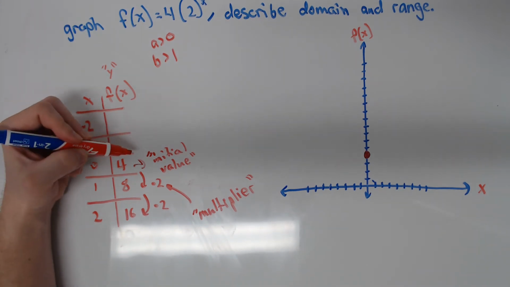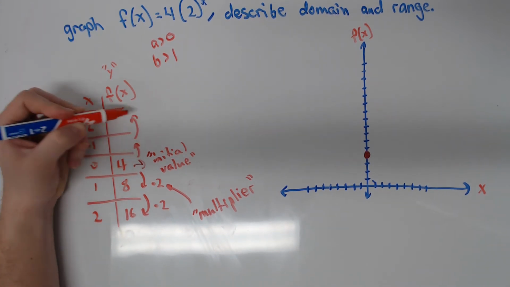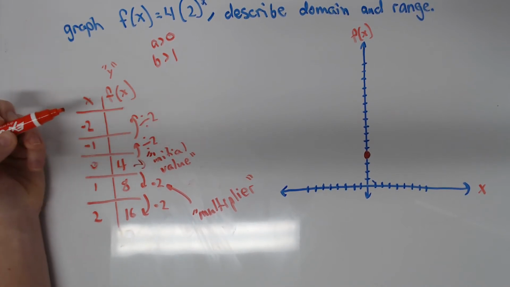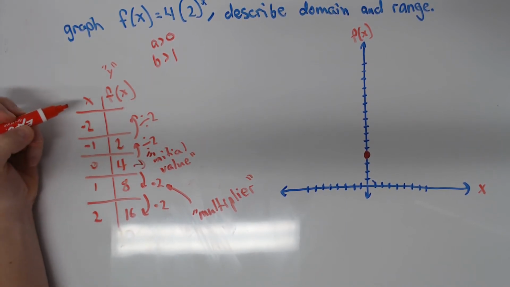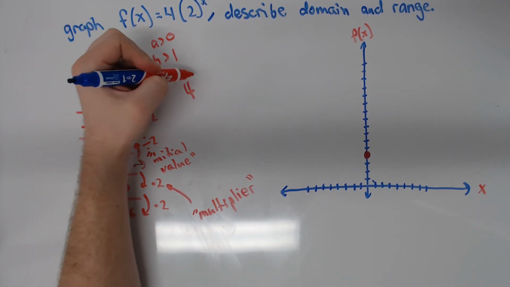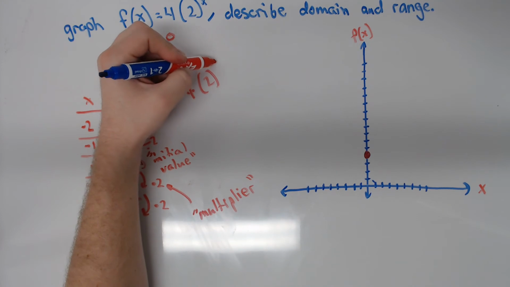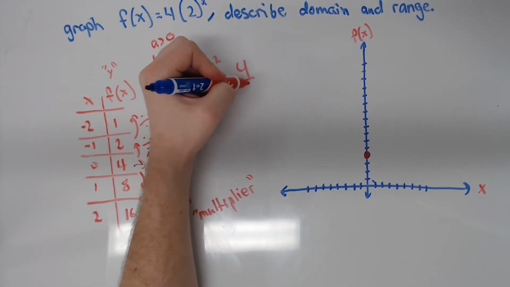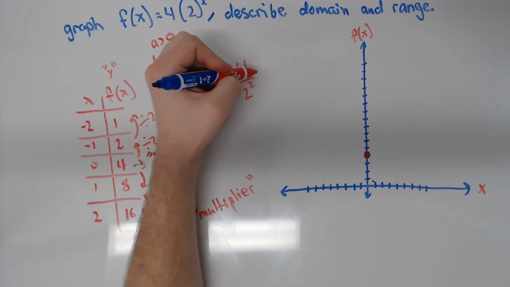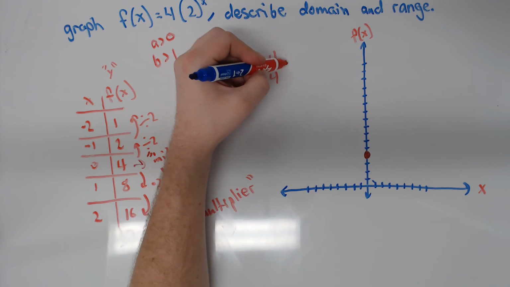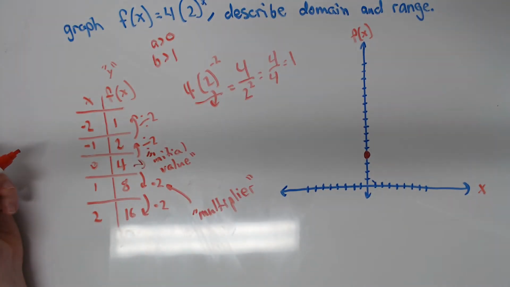Well, what's the opposite of multiplying? Because that's what I'm going to do to go backwards, is I'm going to divide by 2. 4 divided by 2 is 2. 2 divided by 2 is 1. Let's try plugging in -2 and see what happens. The negative means this should go down. So now it's 4 over 2 squared. 2 squared is 4. 4 over 4 equals 1. So that checks out as well.